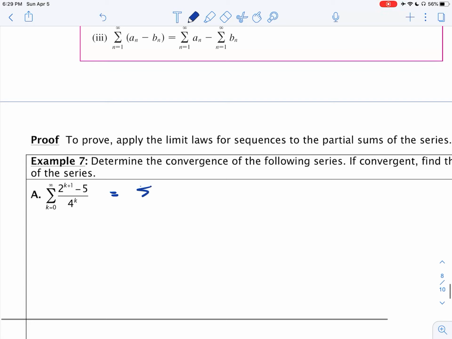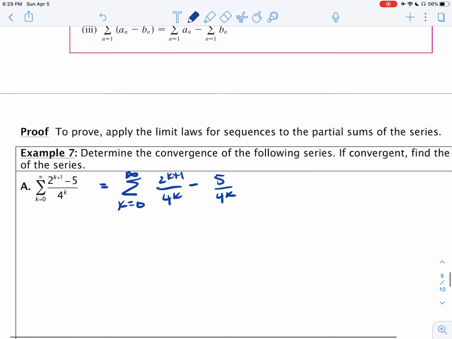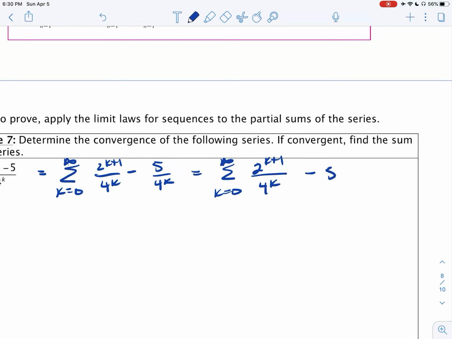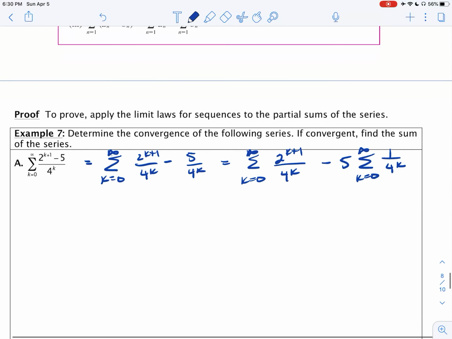remember that we can say this is equal to the sum from k equal to 0 to infinity of 2 to the k plus 1 over 4 to the k, minus 5 over 4 to the k, just using our algebra. And then we can split up by saying this is equal to the sum from k equal to 0 to infinity of 2 to the k plus 1 over 4 to the k, take away 5 times the sum from k equal to 0 to infinity of 1 over 4 to the k. And we would want to employ our geometric series tests.